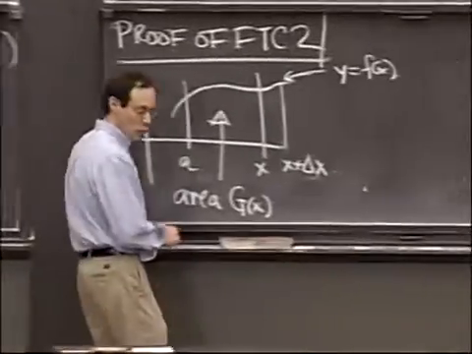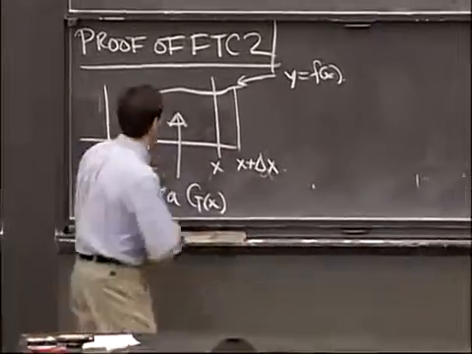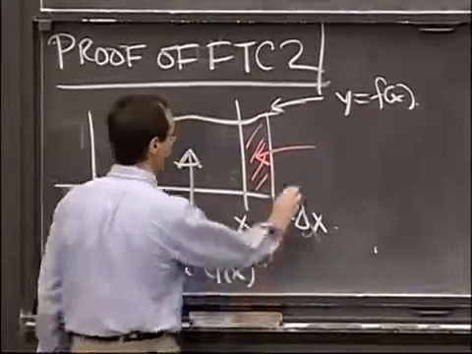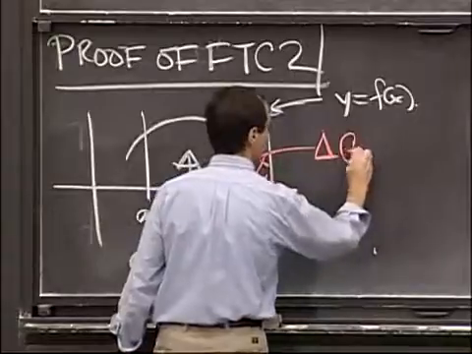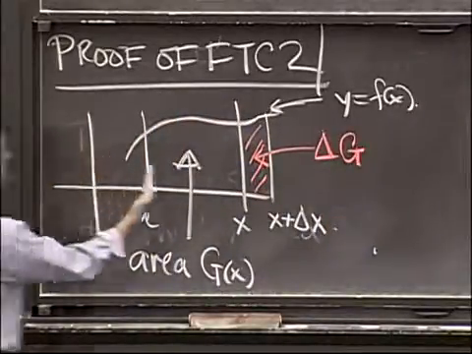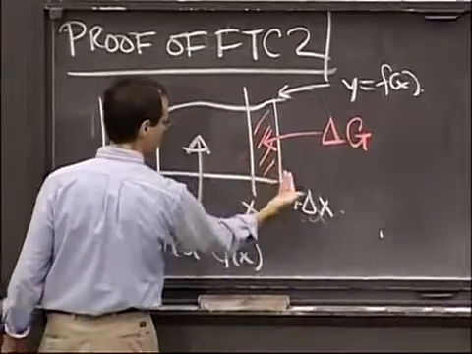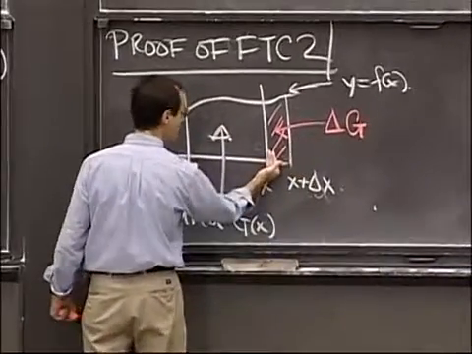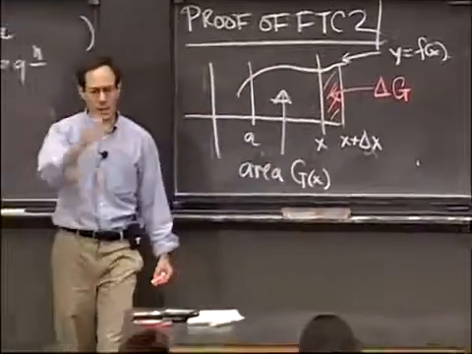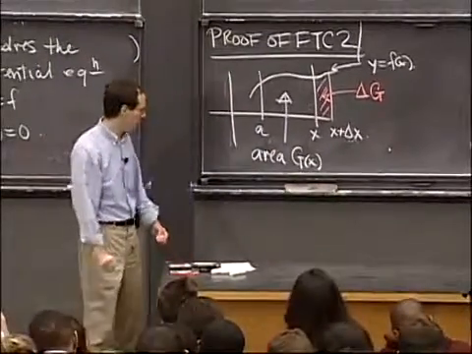Now this other chunk here, I claim that this is delta g. This is the change in g. It's the value of g of x that is the area of the whole business all the way up to x plus delta x minus the first part, g of x. So it's what's left over. It's the incremental amount of area there.